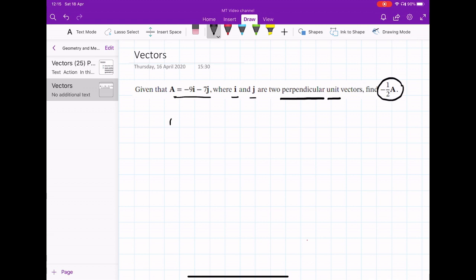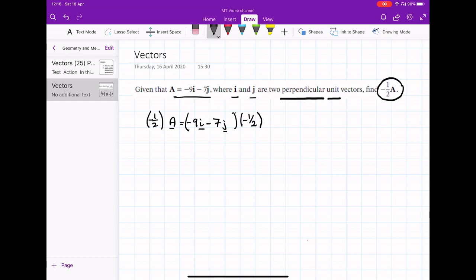Well, this is simply an equation, a equals minus 9i minus 7j. And we know that with equations, we can apply the same operator to both sides, and the equation holds. So we can multiply the left-hand side by minus a half, and the right-hand side by minus a half, and the equation will still hold.